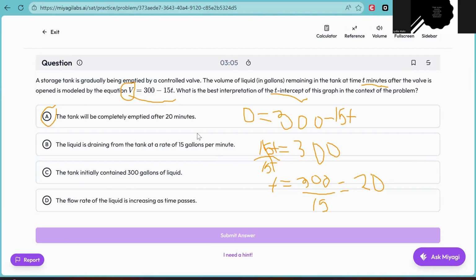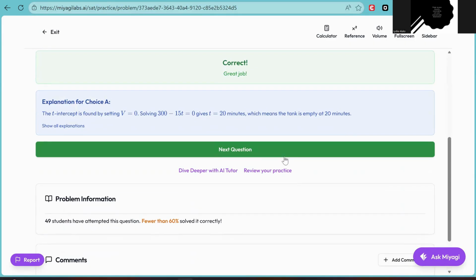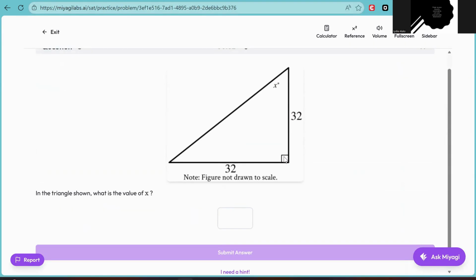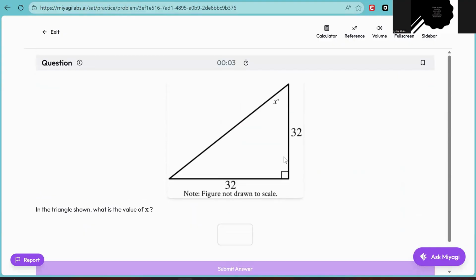Let's quickly clear all the drawings. Let's see. A is correct. Perfect. Next question. Wow. Okay. In the triangle, I'm going to give you guys at least 10 seconds before I start talking again. Okay. I think I gave you 10 seconds. 10 seconds is good. So what kind of triangle is this? That's what we really want to look for.